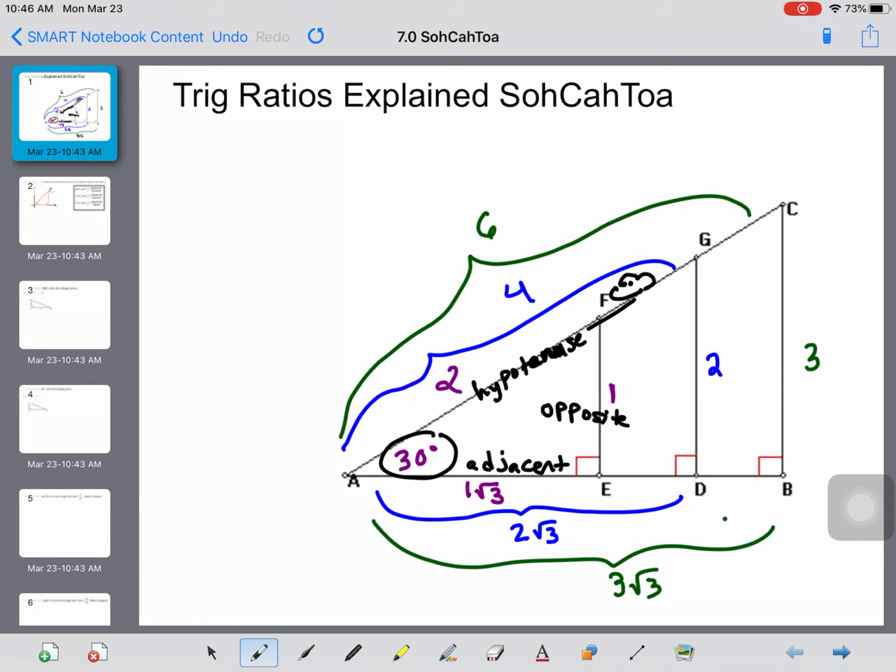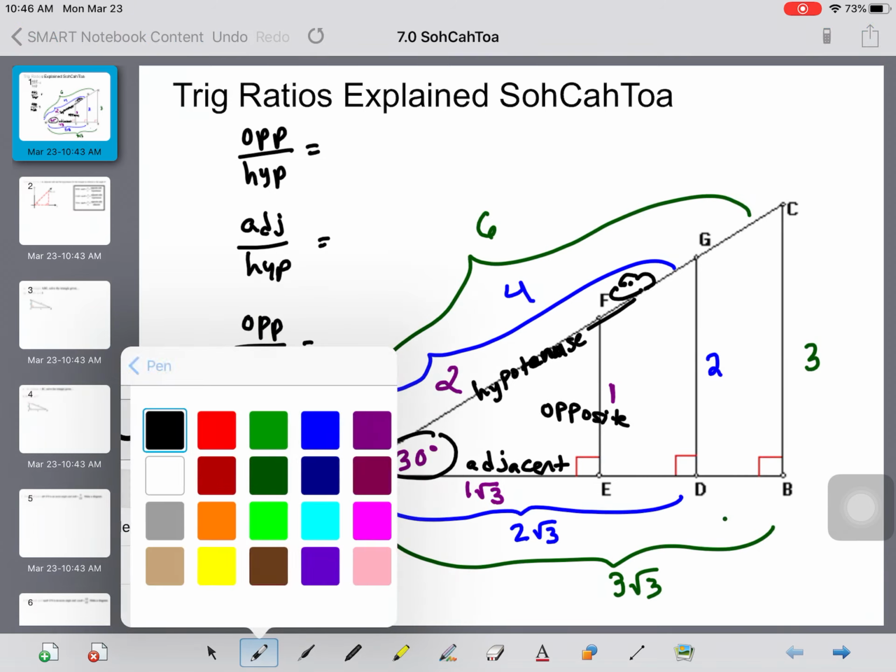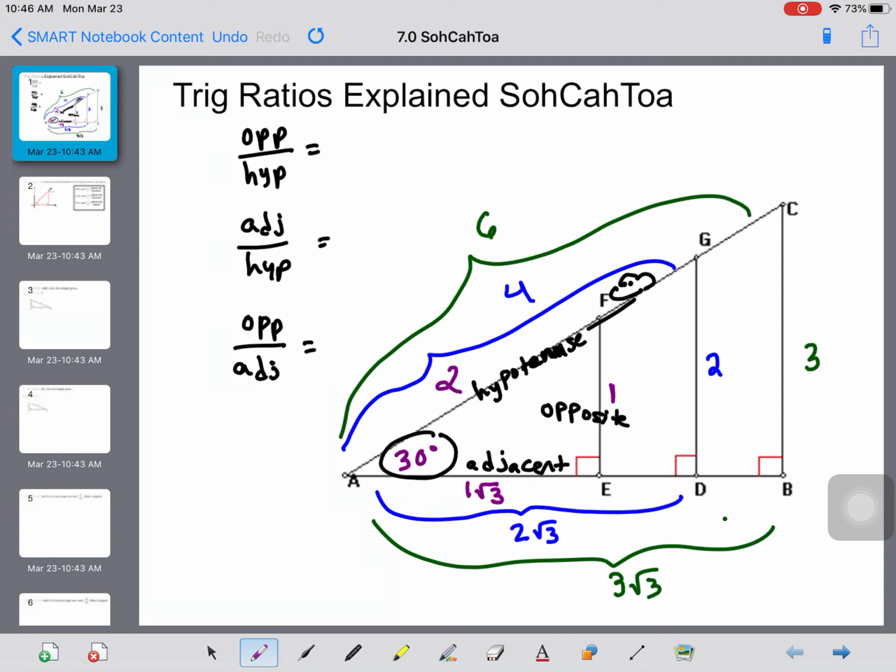So if I think about some of these ratios, if I think of the side length of opposite divided by hypotenuse, what this ratio would look like. I could also compare adjacent to hypotenuse, and opposite to adjacent in the different triangles that I've created. Let's go back to the purple. The opposite to hypotenuse would be 1/2. The adjacent to the hypotenuse would be root 3 over 2. And the opposite to adjacent would be 1 over root 3.